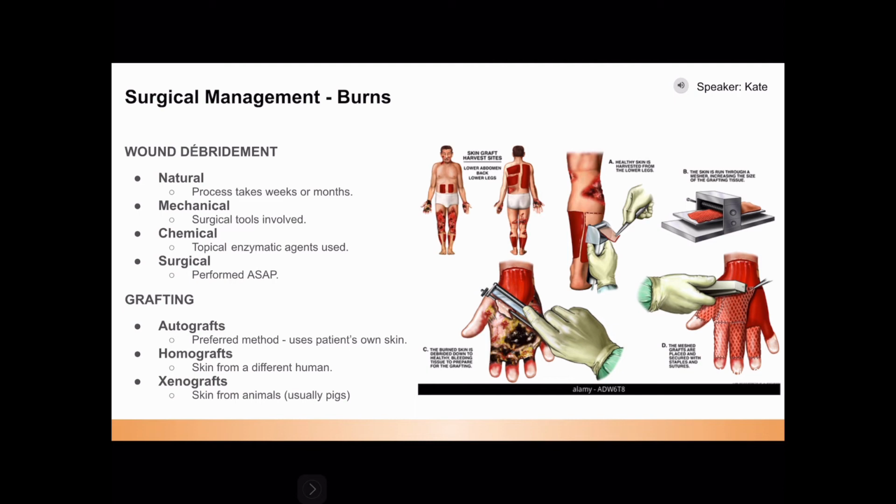Grafted skin can either be from the patient themselves, autograft, from a different human, homograft, or from an animal, xenograft. The preferred method is autograft if possible, so that the skin is not rejected by their immune system.